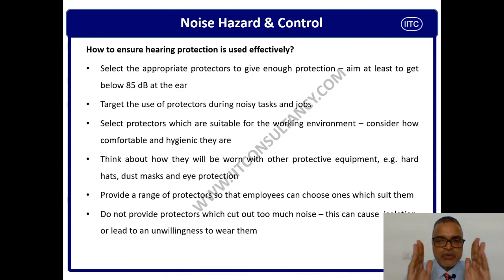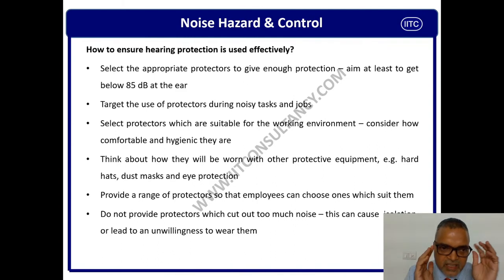Everybody who is working in the noisy area should and must use the hearing protection equipment. Select the hearing protection equipment which is suitable for the working environment, like ear muff and earplug. They should be maintained, they should be comfortable and should be in hygienic condition.